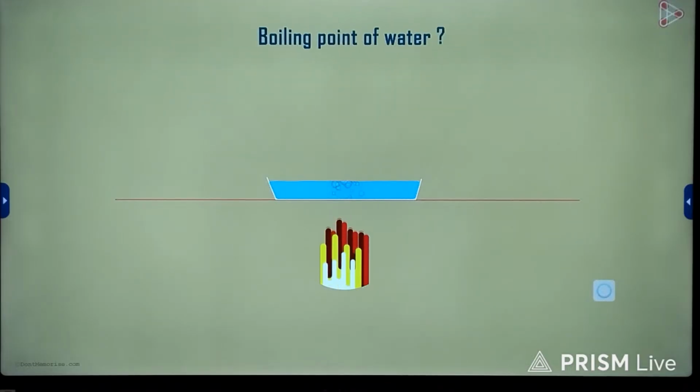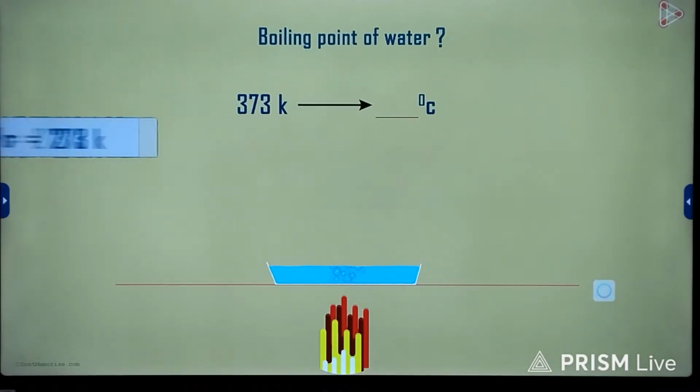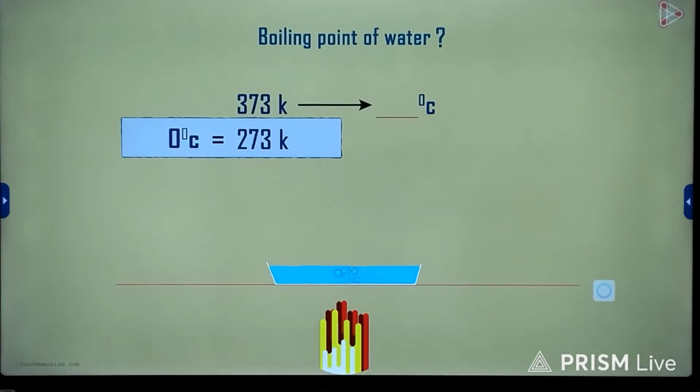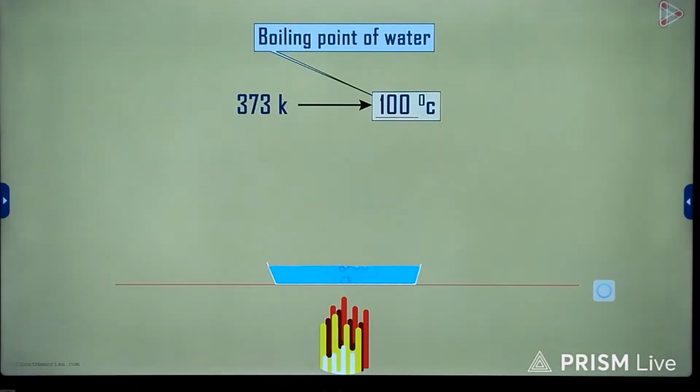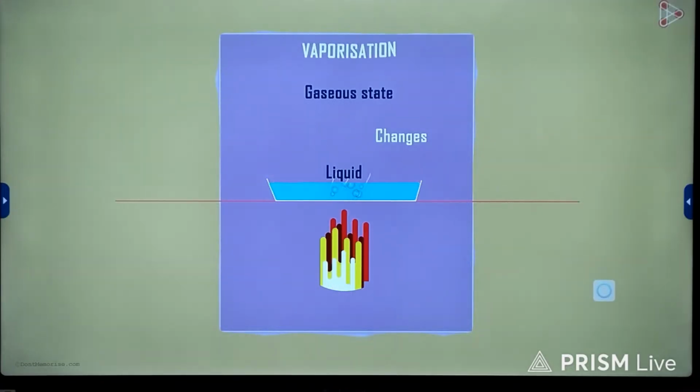What do you think is the boiling point of water? It is 373 Kelvin. Can you convert this to Celsius? It's easy. As 0 degrees Celsius is 273 Kelvin approximately, we subtract 273 from this to get the answer as 100 degrees Celsius. That's the boiling point of water. Let's continue this process. What happens on further application of heat? You're right. This boiling water will start evaporating. Water, which is liquid, will change to the gaseous state. This is called vaporization.